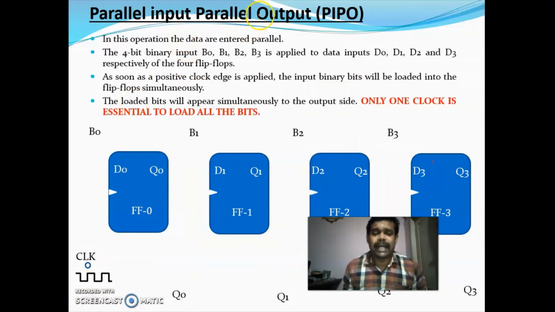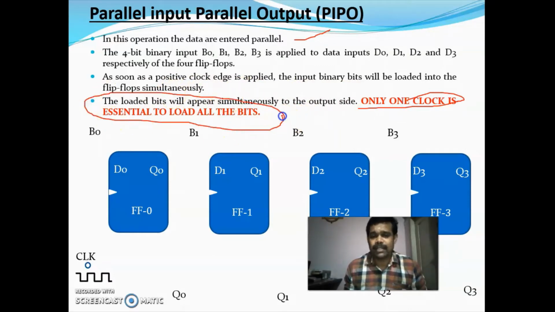Next one is parallel in, parallel out. Here we are providing the inputs in parallel and similarly we are getting the outputs in parallel. So with one clock pulse you can load all the bits, and in the next clock pulse you will be getting the output.